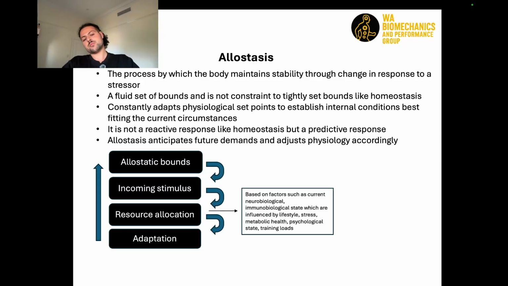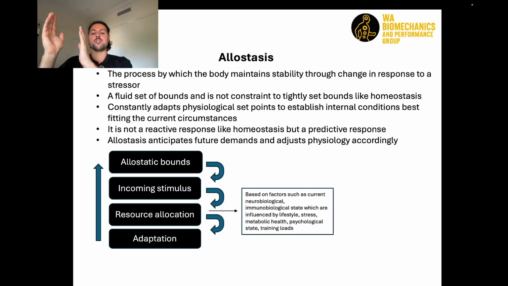And so you have your allostatic bounds, an incoming stimulus, which you maybe have had prior experience in, so it will shift and allocate resources. And it's going to allocate resources based on factors such as neurobiological and immunobiological states, which are then influenced by things like lifestyle, stress, metabolic health, psychological state, and training loads.